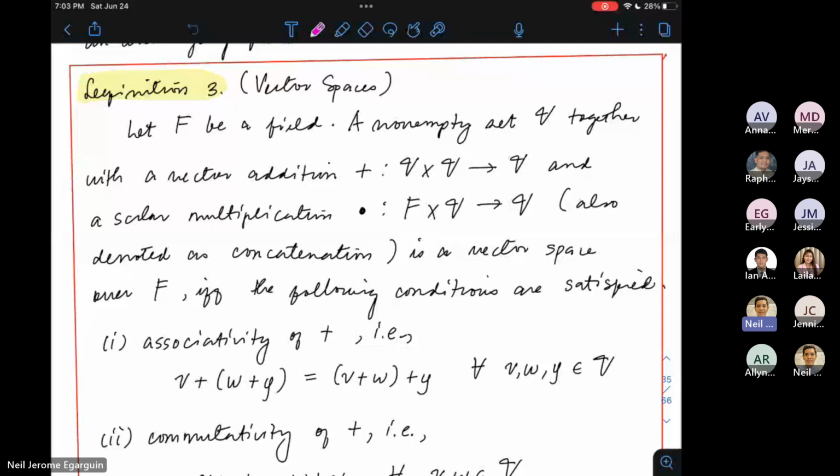Okay, good evening again, everybody. So welcome to meeting number 4 of Math 211. So for tonight, we will be going through the part of the module that talks about vector spaces.